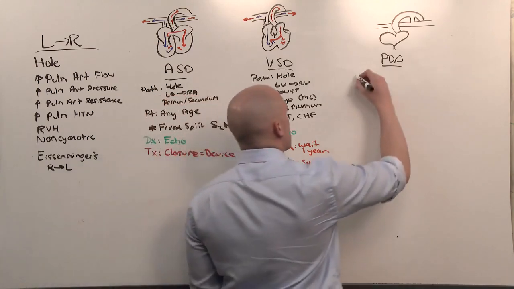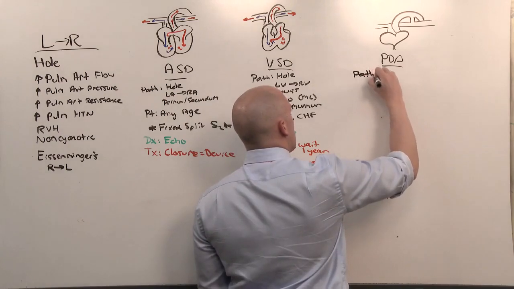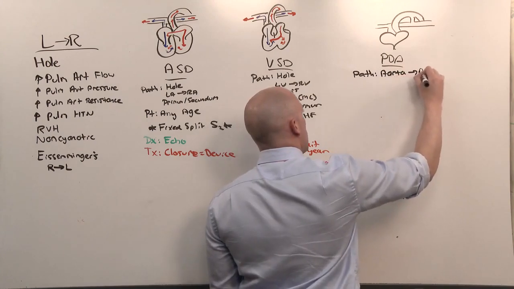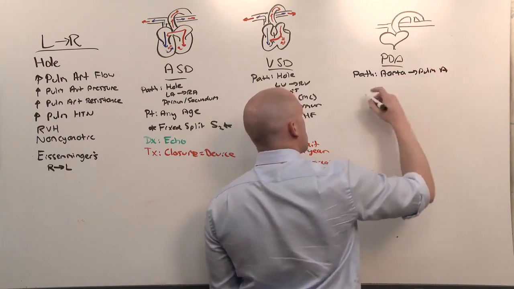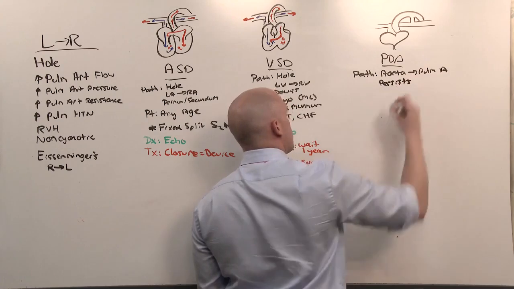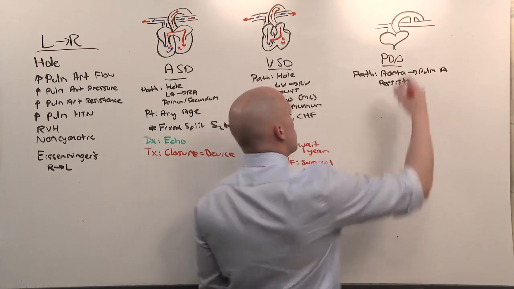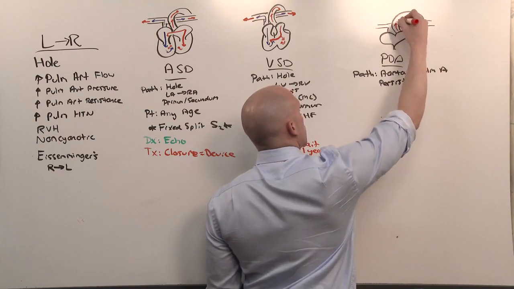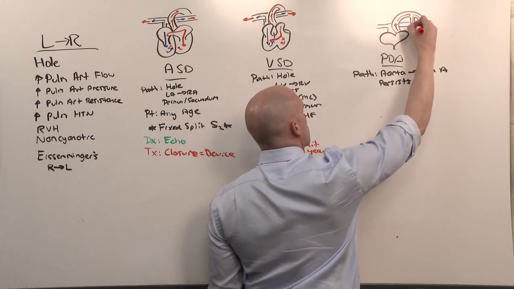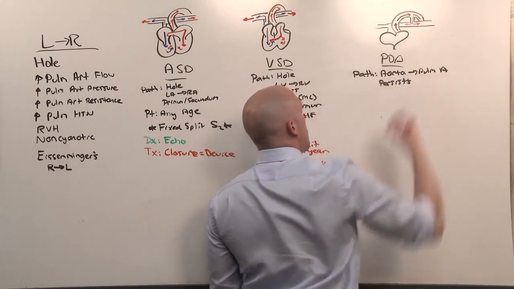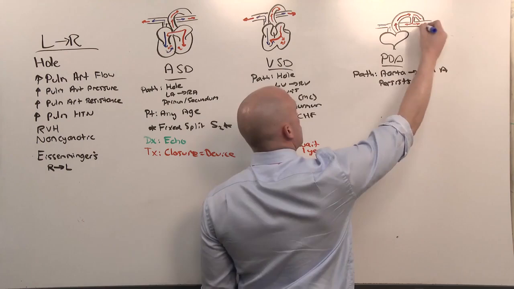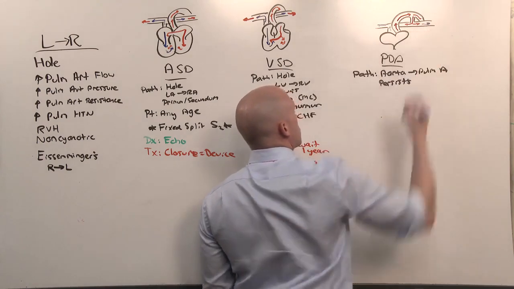Well, a patent ductus arteriosus is a connection between the aorta and the pulmonary artery, which persists. It's not supposed to, but it does. That is, oxygenated blood from the left ventricle goes into the aorta and down to the periphery, but it also travels across the patent ductus into the pulmonary artery, where it mixes with deoxygenated blood from the right side of the system.